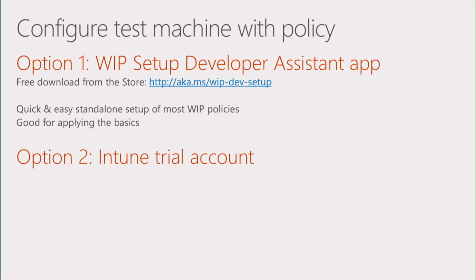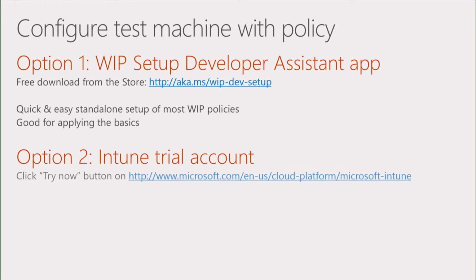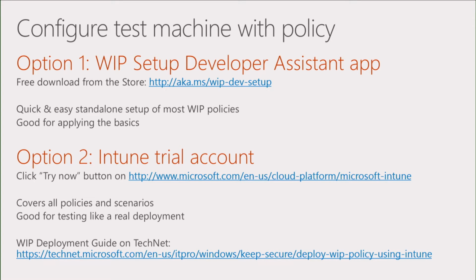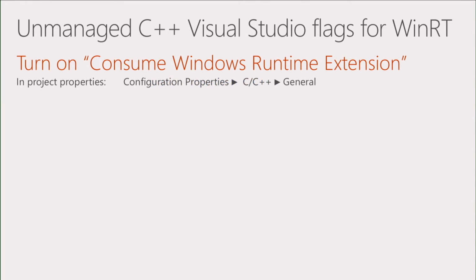One of the simplest ways to do this is to get an Intune trial account. And it's as simple as going to that main page and selecting the Try Now button. This covers all of your policies, all of your scenarios, and simulates a real environment. There's a deployment guide available in TechNet right now. You follow that, and you'll get everything that you need. This will also be in the resources slide at the end.